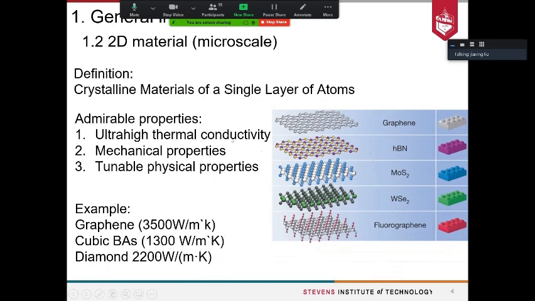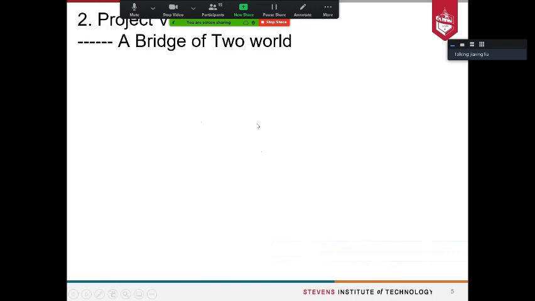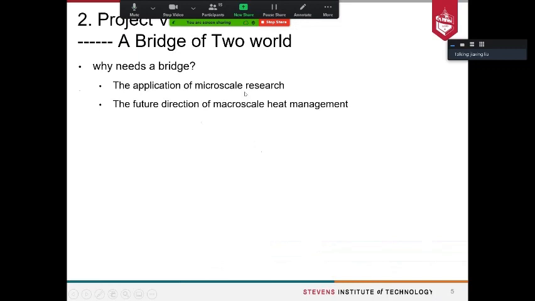After we get such an introduction, we will think about the project vision. In my vision, I will build a bridge between these two works I mentioned before. Why do we need such a bridge? There are two reasons. After we have some macro scale research on 2D materials, we need an application direction for these research results. And because conventional macro scale heat management designs are based on the designer's experiments or experience, we need a future direction for it.